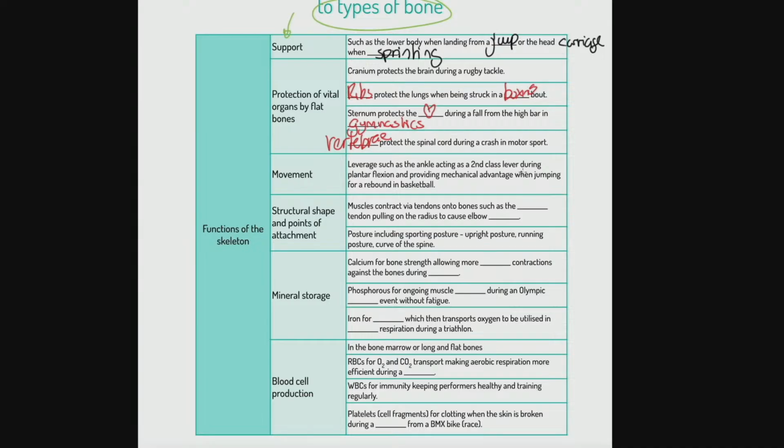Levers, such as the ankle as a second-class lever during plantar flexion, providing mechanical advantage when jumping for a rebound in basketball. Fine. Shape and points of attachment.